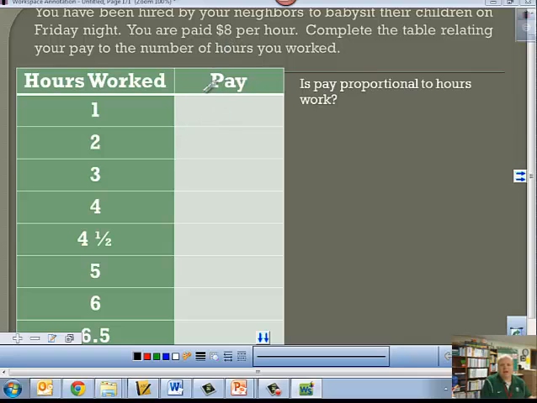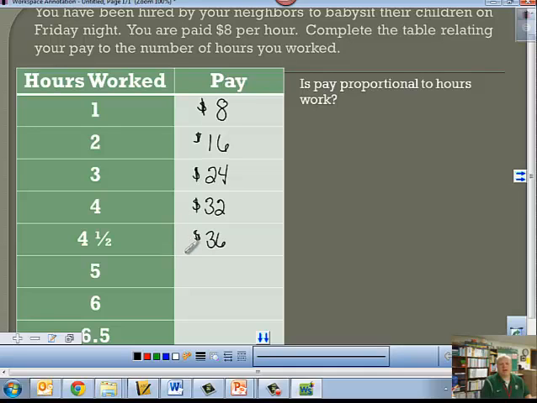Well, it says $8 per hour. So I'm going to make $8 here. Alright, if I work 2 hours, I'm going to get paid $16. If I work 3 hours, I'm going to make $24. If I work 4 hours, I'm going to get paid $32. 4.5 hours is going to be 36.